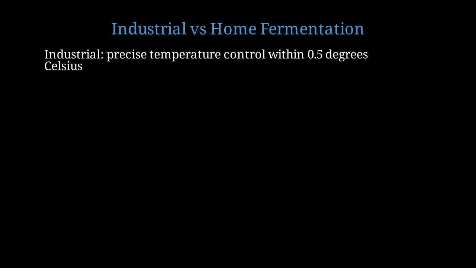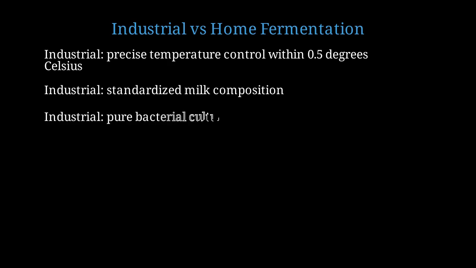This ensures consistent product quality, batch after batch. Milk composition is standardized, adjusting protein and fat content to exact specifications. This eliminates variability in raw materials. Pure bacterial cultures are used in precise ratios. For yogurt, a typical ratio is 1 part Lactobacillus bulgaricus to 1 part Streptococcus thermophilus.